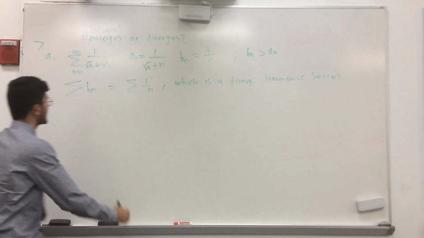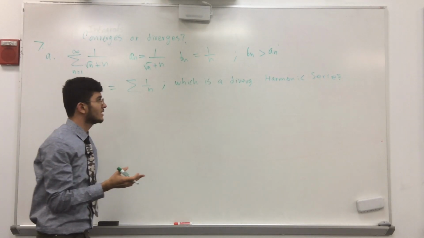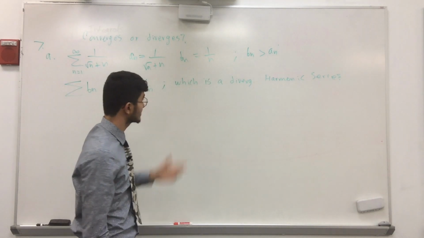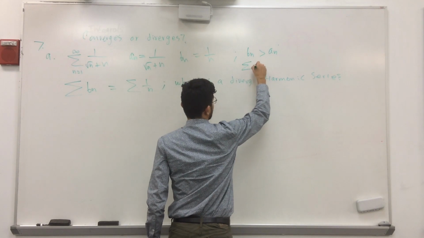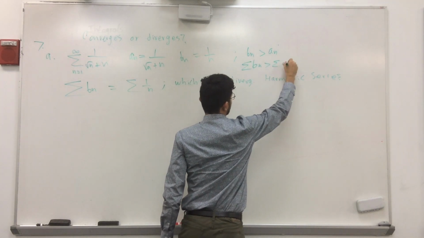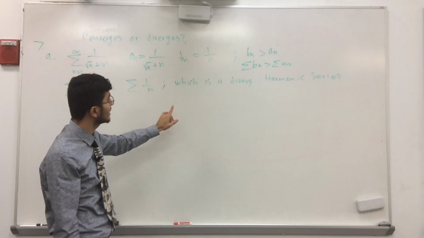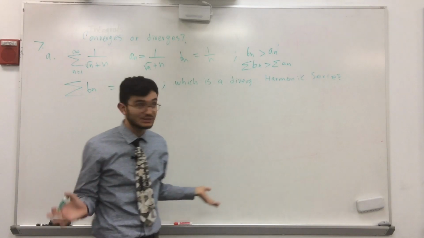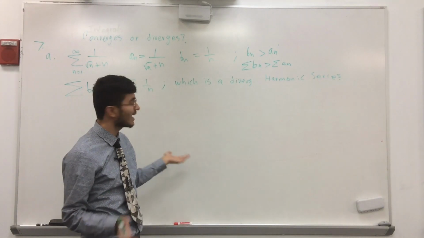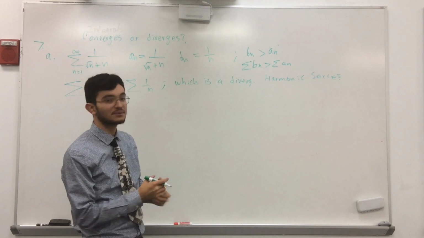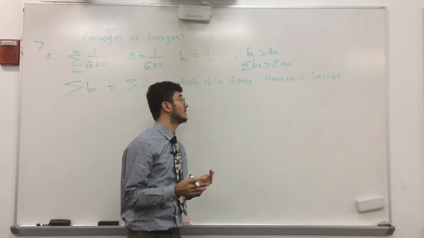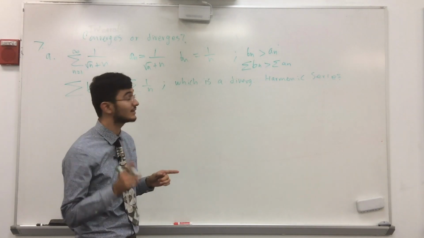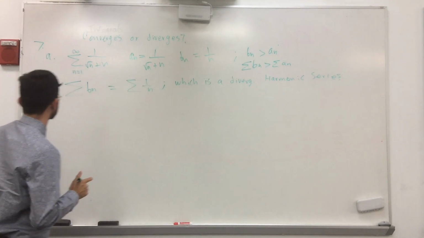Now, let's do the comparison test. Since b sub n is greater than a sub n, the sum of b sub n is greater than the sum of a sub n. Then we can say that if the sum of b sub n converges, then the sum of a sub n also converges. But that's not the case, because the comparison test only allows the greater series to be convergent, not divergent. So the direct comparison test fails, and we have to use the limit comparison test.